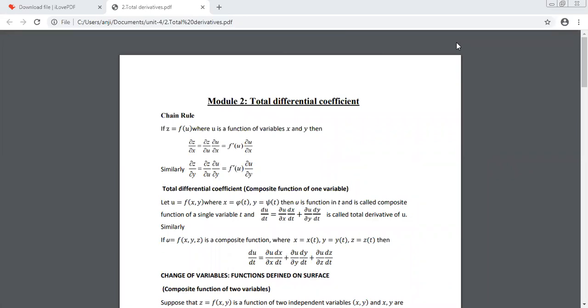In this video, I will explain about total derivatives. So let's see the chain rule.